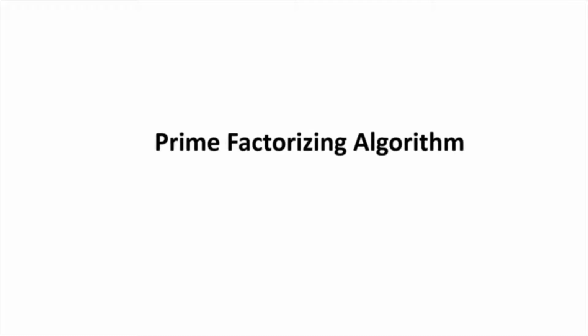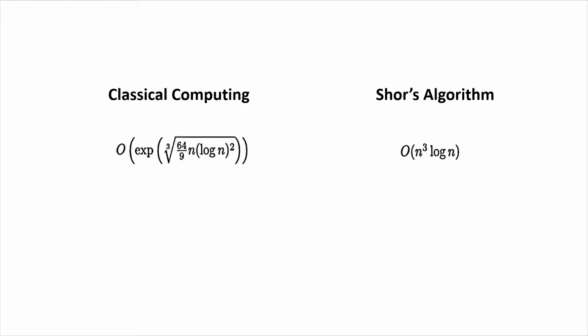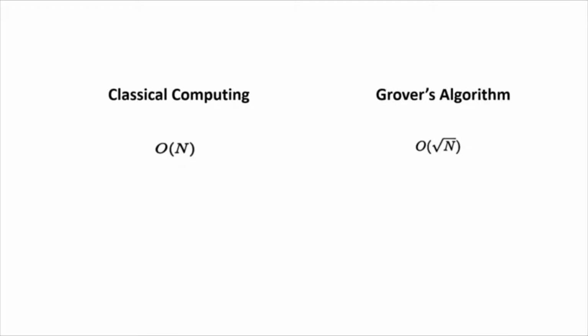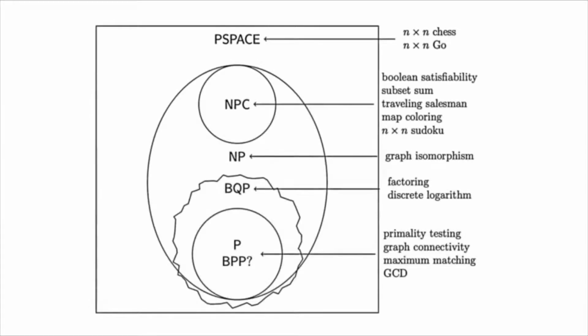The first one is the prime factorizing algorithm. This algorithm was first introduced by Peter Shor. With the big O notation explained before, Shor's algorithm is exponentially faster than the best known classical factoring algorithm. The second one is the database search algorithm, which was introduced by Lov Grover. The algorithm performs a search over unordered data with a quadratic speedup. Based on the complexity of certain problems, in the near future, quantum computers will help us solve intractable problems.